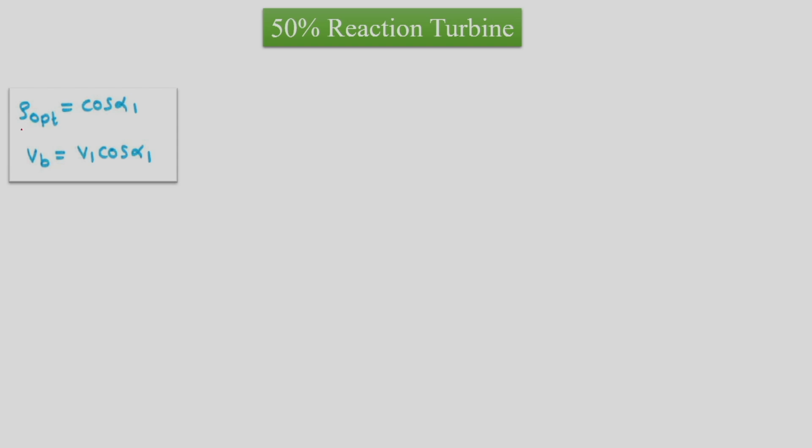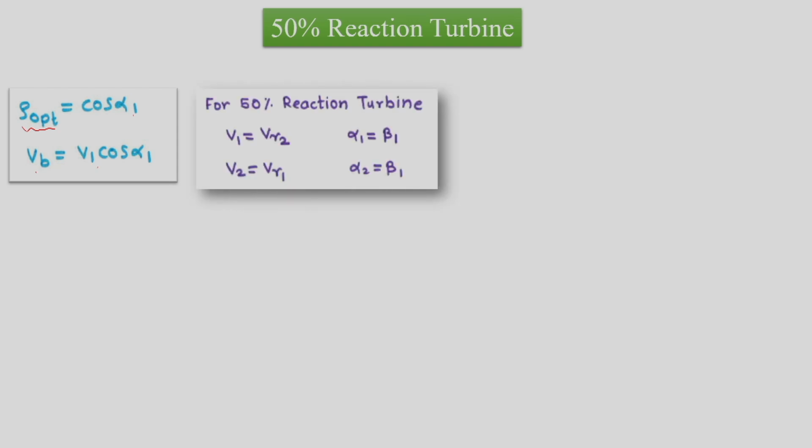So what is rho optimum? Rho optimum is Vb upon V1. So Vb upon V1 is equal to cos alpha 1. So Vb is equal to V1 cos alpha 1. But further, for a 50% reaction turbine, we know that V1 is equal to Vr2 and V2 is equal to Vr1, and alpha 1 is equal to beta 2 and alpha 2 is equal to beta 1.